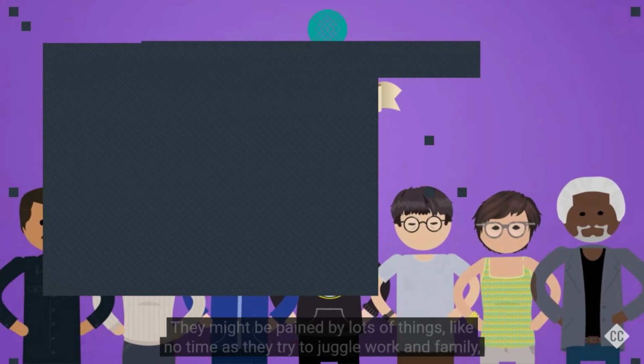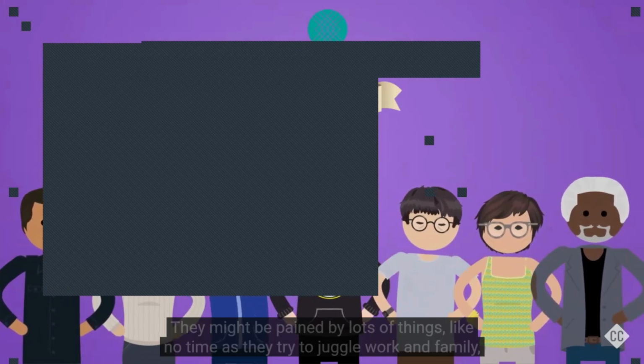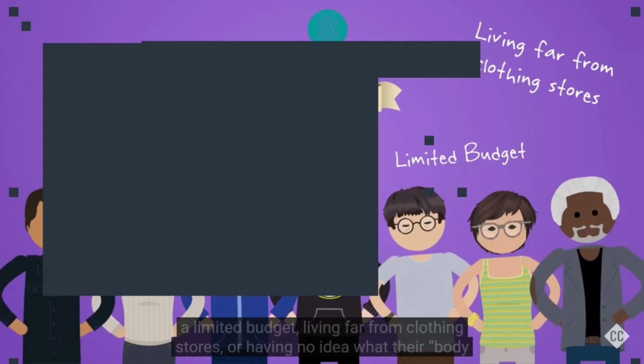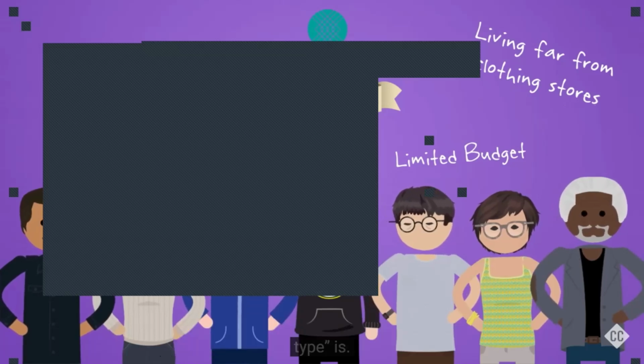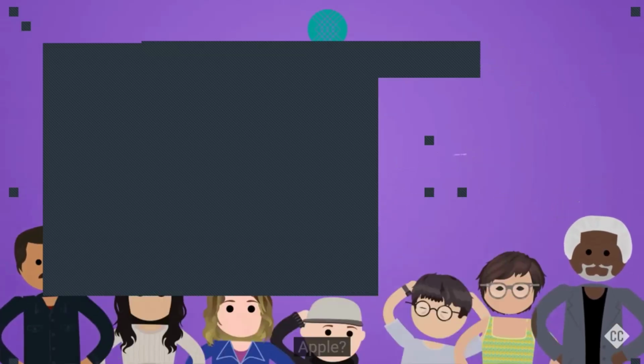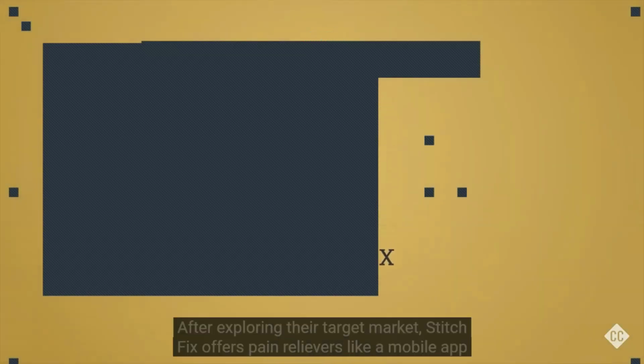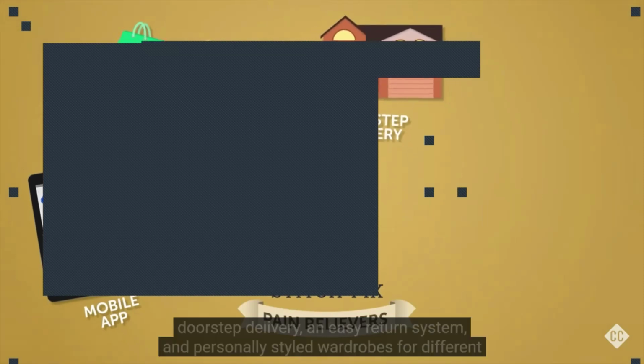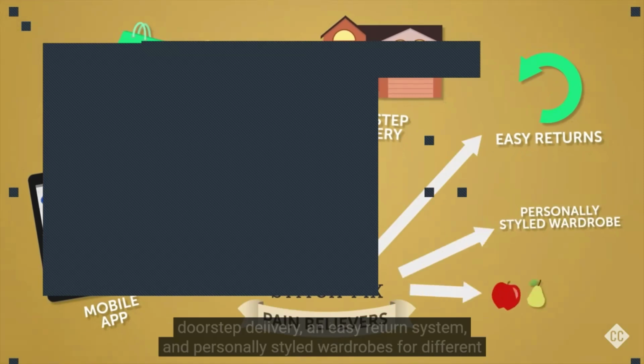They might be pained by lots of things, like no time as they try to juggle work and family, a limited budget, living far from clothing stores, or having no idea what their body type is. Pear, apple, pineapple, I don't know. After exploring their target market, Stitch Fix offers pain relievers like a mobile app for convenience, different packages for different budgets, doorstep delivery, an easy return system, and personally styled wardrobes for different body types.